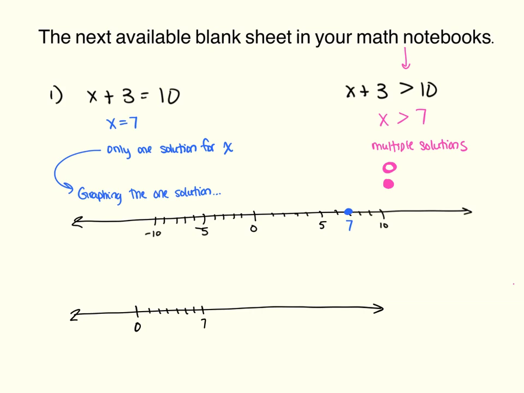So this solution right here, since x is only greater than 7, we're going to put an open circle at 7. And we're going to draw a line to the right of 7 representing all those multiple solutions that could possibly be there. And make sure you put that arrow on, because if that arrow is not there, then that means your line ends, and it doesn't end since there's an infinite many of solutions.